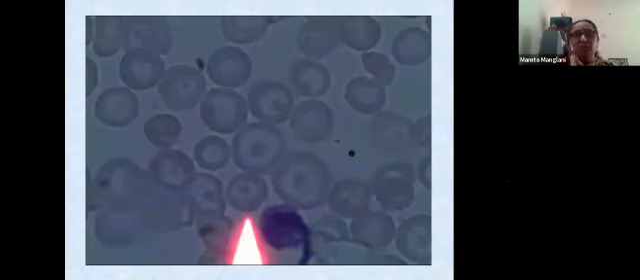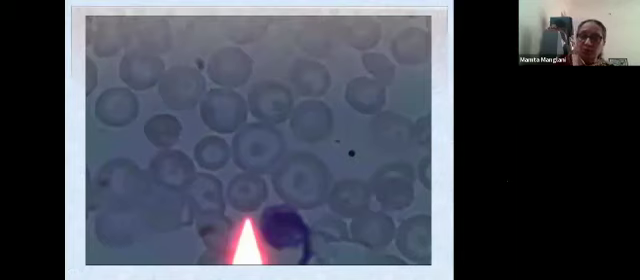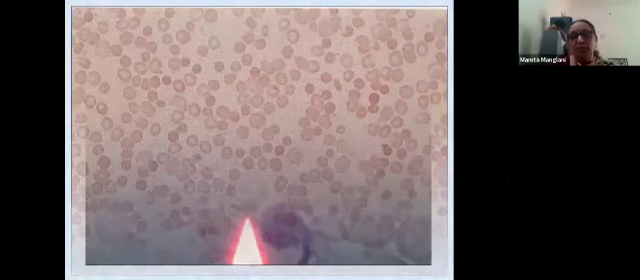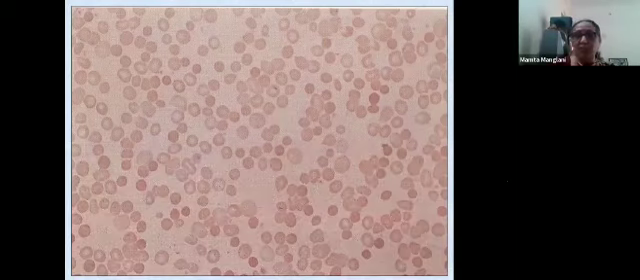Also, you must look at target cells in the smear, as you can see here, which can be in thalassemias, hemoglobinopathies, hemoglobin SC disease, liver diseases. Spherocytes you can see in various conditions like hereditary spherocytosis, which is obvious, but also autoimmune hemolytic anemias, burns, and sepsis with Clostridium, all of which can cause spherocytes in the smear.